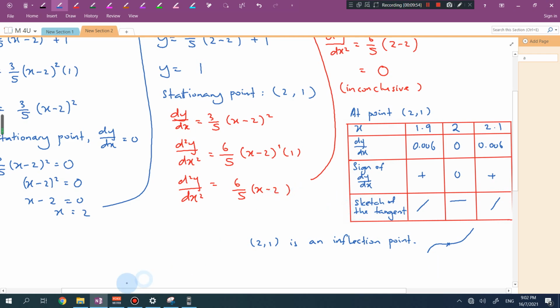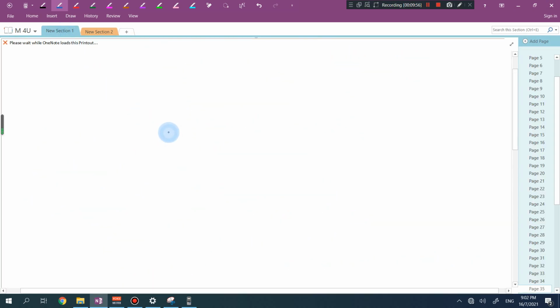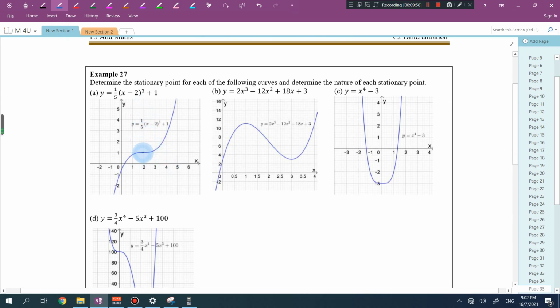Okay, so if you want to see, the graph is like this. So 2, 1 is over here. So this is a point of inflexion.